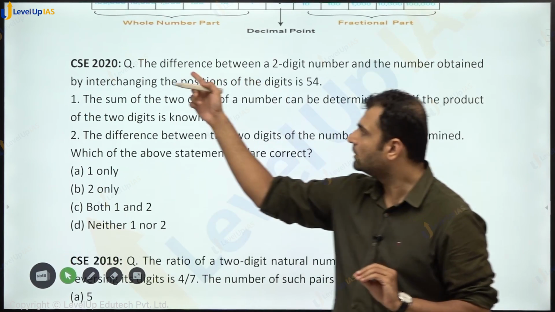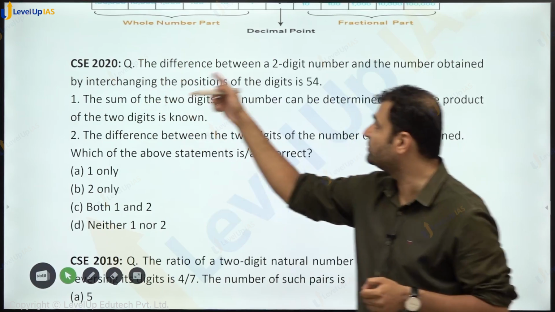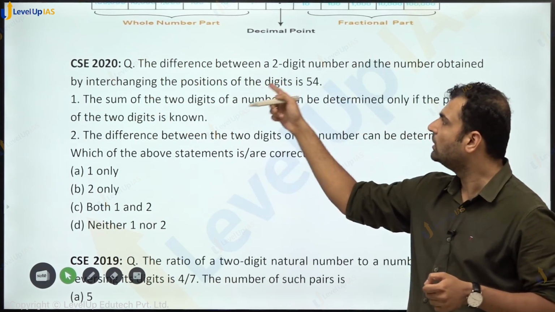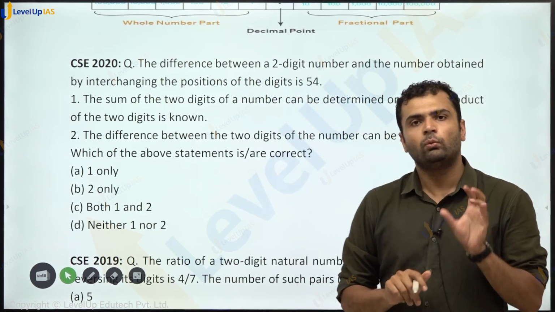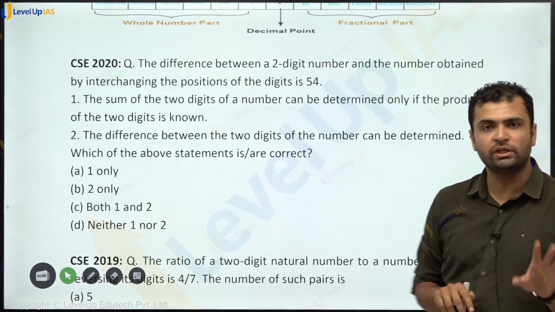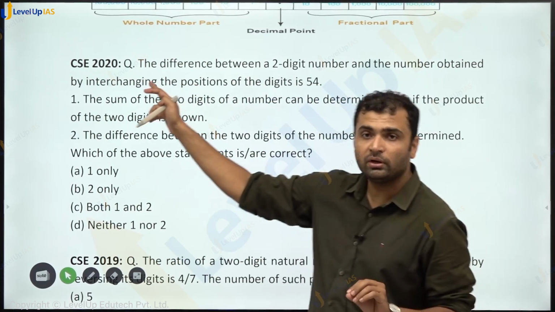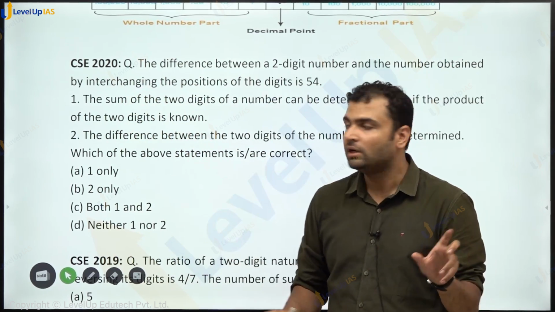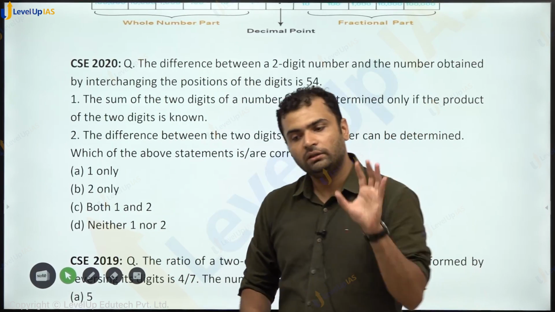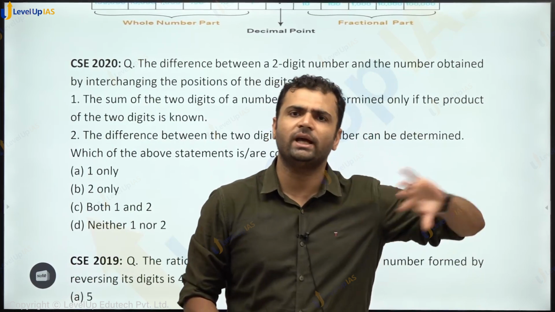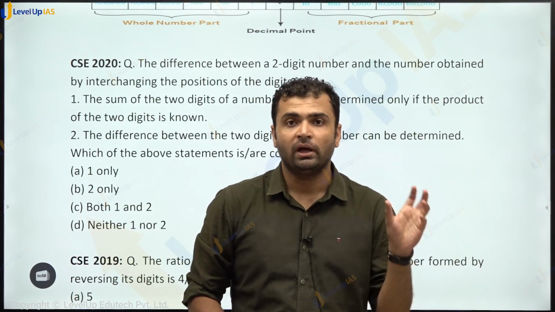Let us read the question. The difference between a 2-digit number and the number obtained by interchanging the positions of the digits is 54. What are we talking about? We are talking about a 2-digit number, and we are interchanging the positions of the 2 digits, and then taking the difference. Now this is the identifier. We take a 2-digit number, 3-digit number, anything like that, and then we reverse it.